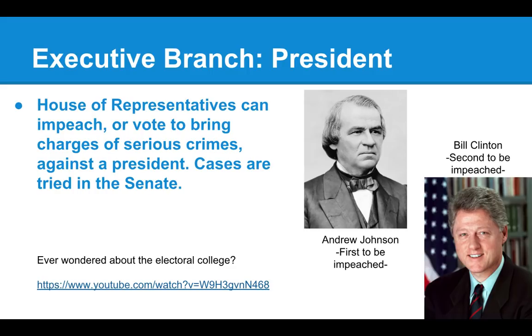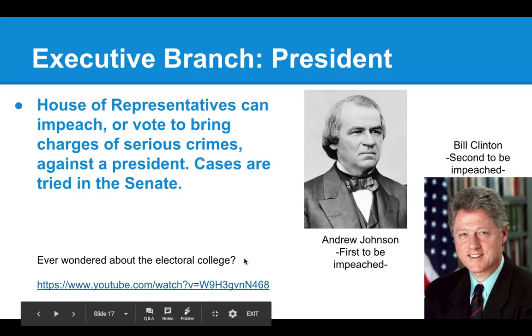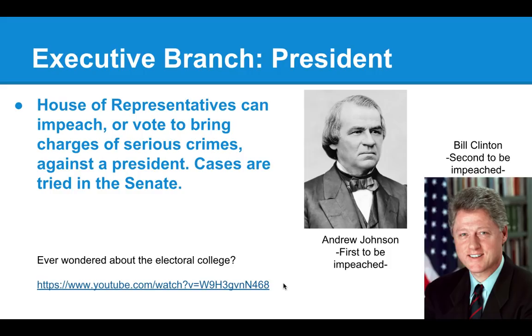And the second one is Bill Clinton. He was also impeached. Not going to go into the details of that one, but he was also found not guilty. I also included a little link on here for you. This is an optional video. I'm not going to require it, but if you've ever wondered what the Electoral College is, it's how we elect the president. I'm not going to dive too much into it in this unit at all. That's probably something you'll learn more in 12th grade, but if you ever wondered what that is, check out that video.